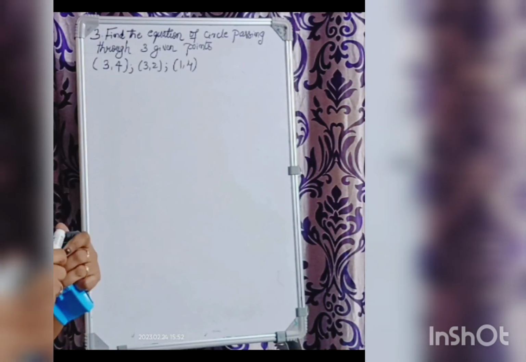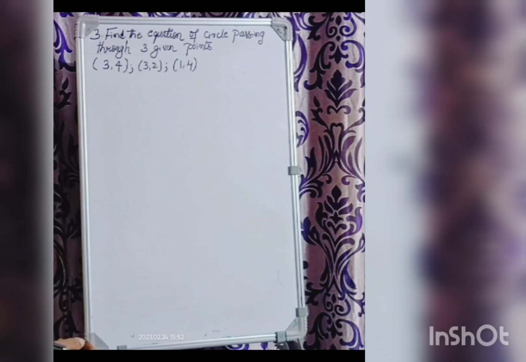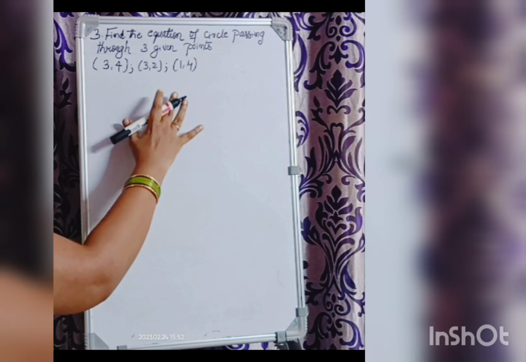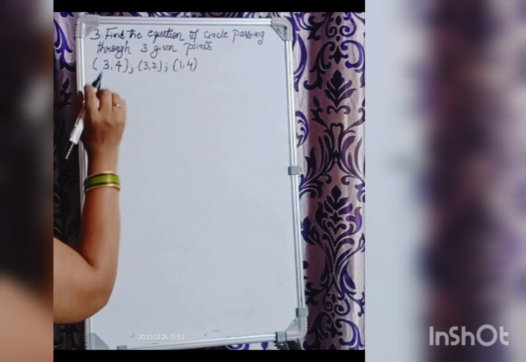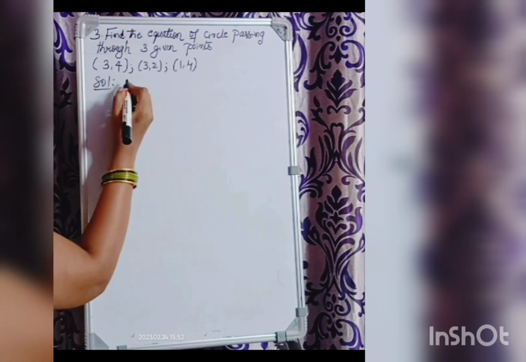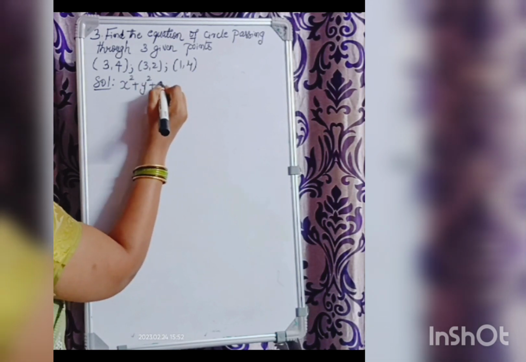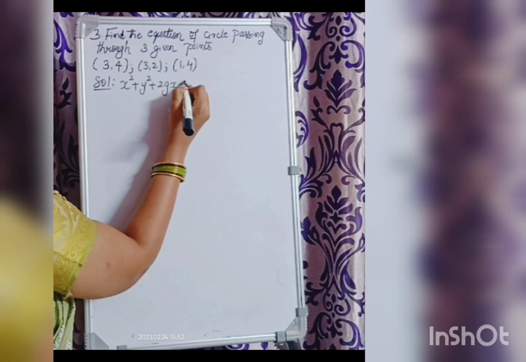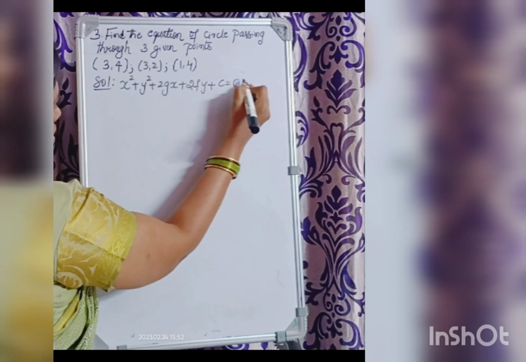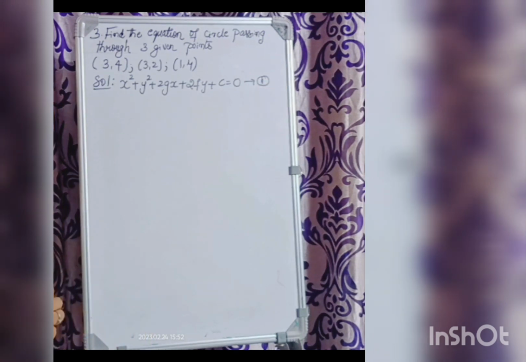The other type of question which they'll probably ask most of the time is: find the equation of circle passing through 3 given points. It means they'll give a set of 3 points and we need to find the equation of the circle. For anything, first and foremost thing is you just write the standard form of the circle, right? x square plus y square plus 2gx plus 2fy plus c is equal to 0. I'll call this equation 1, right?